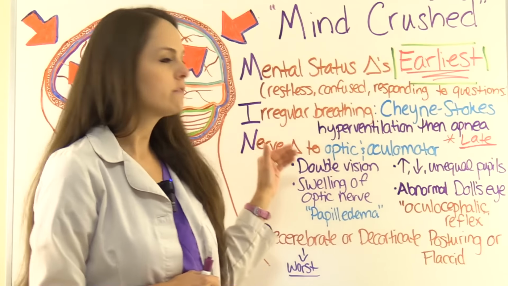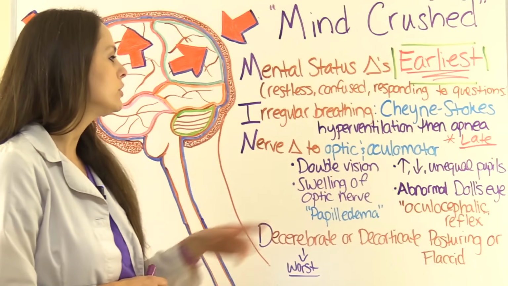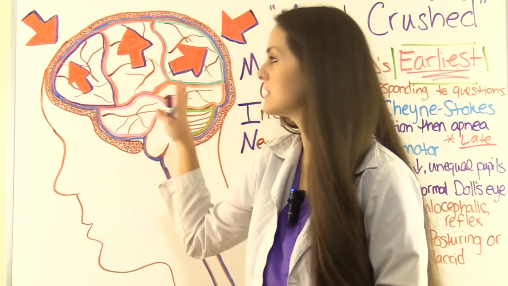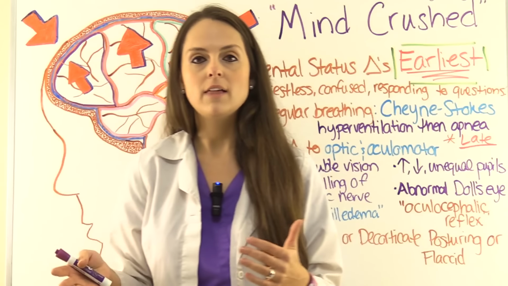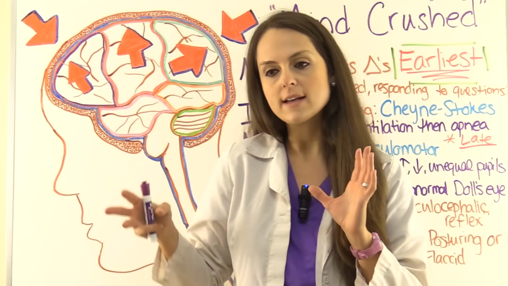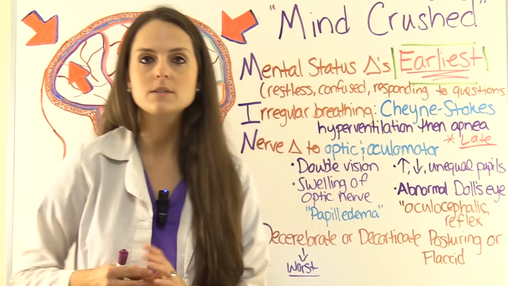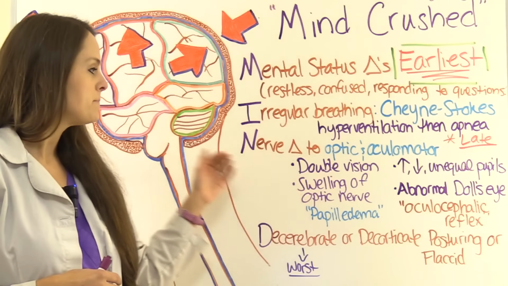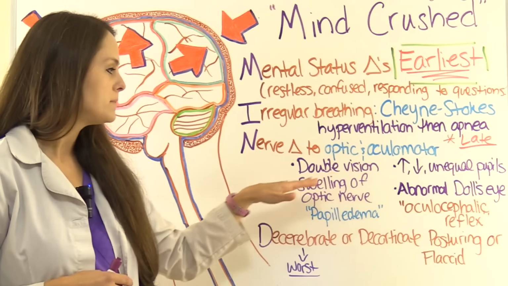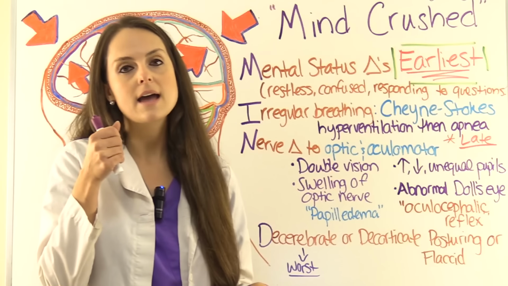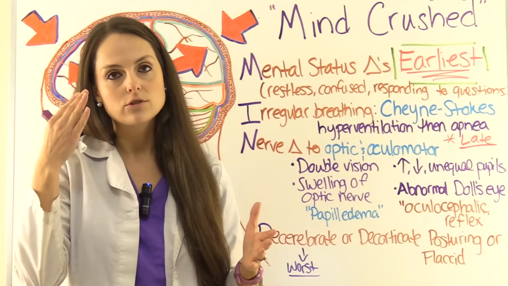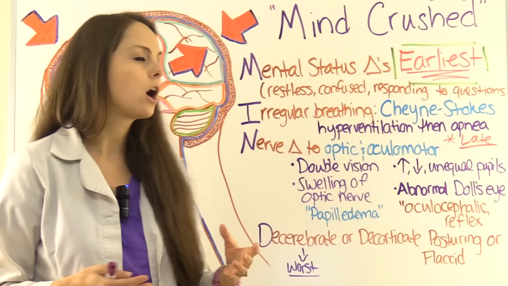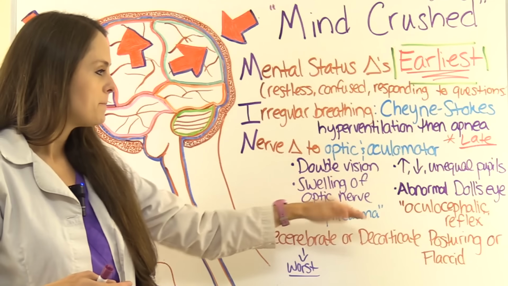Next, N for nerve changes to the optic and oculomotor nerves, because in the brain you have your cranial nerves that deal with your pupil reflex, how the eyes move, and all that swelling, increased pressure is compressing them so they're not working appropriately. So the patient could have double vision, they could have swelling of the optic nerve. So if you looked in the eyes with the special device that allows you to look inside the eye, you would see that those optic nerves are swollen. And the proper term for that is papilledema.